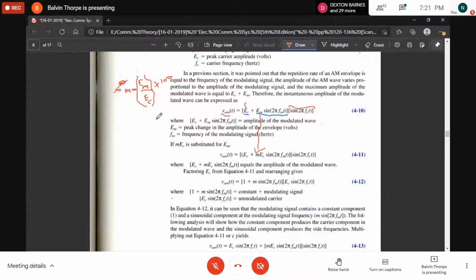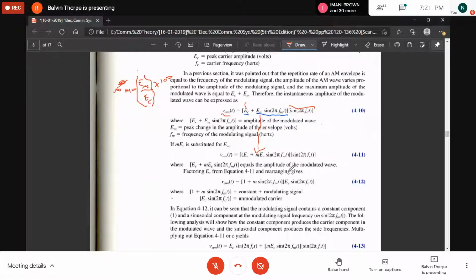All right, so because of the fact that we know this expression, we can then make EM the subject of the formula. And if that's the case, we get the expression that EM actually equals MEC, which is what I'm showing you here. Since we know that EM equals MEC, we can just write back this expression in equation 4.11 that EM is MEC. That's all we have done.